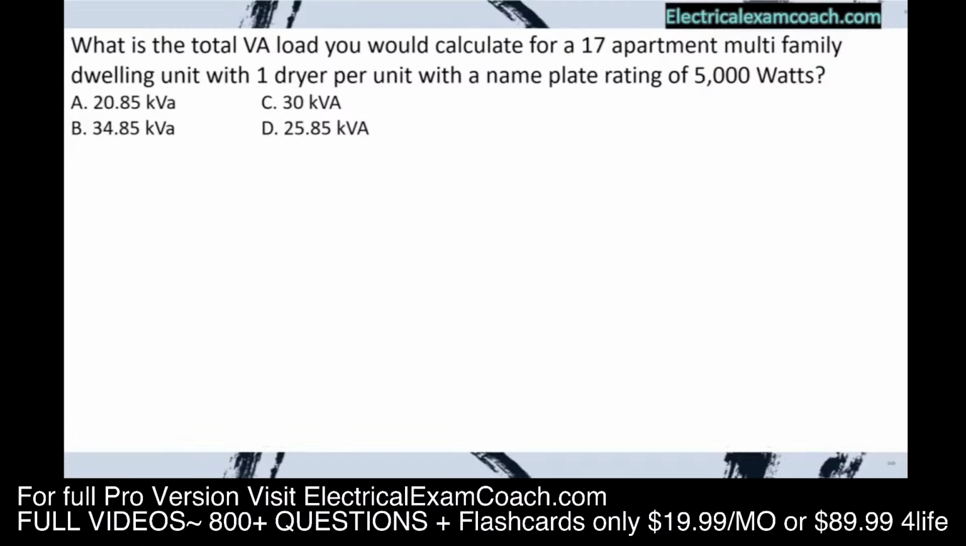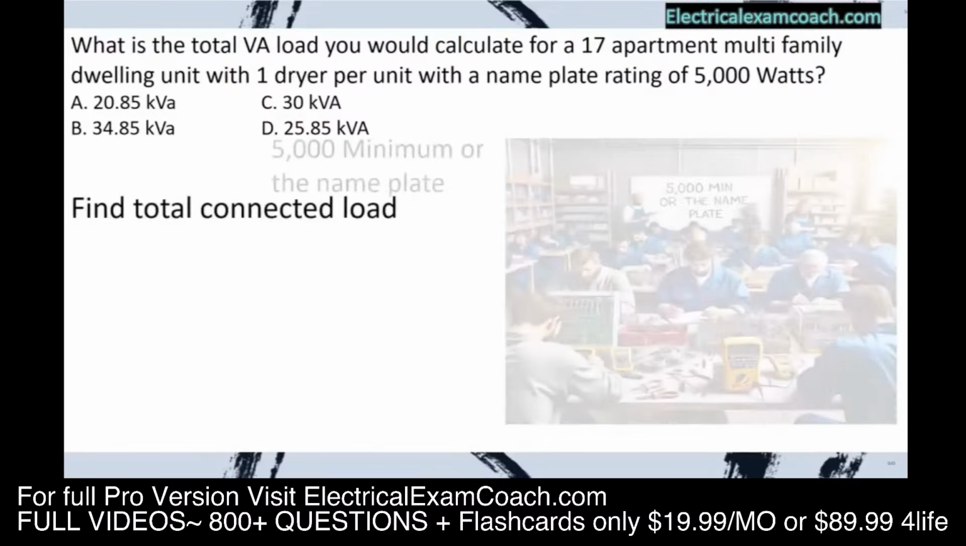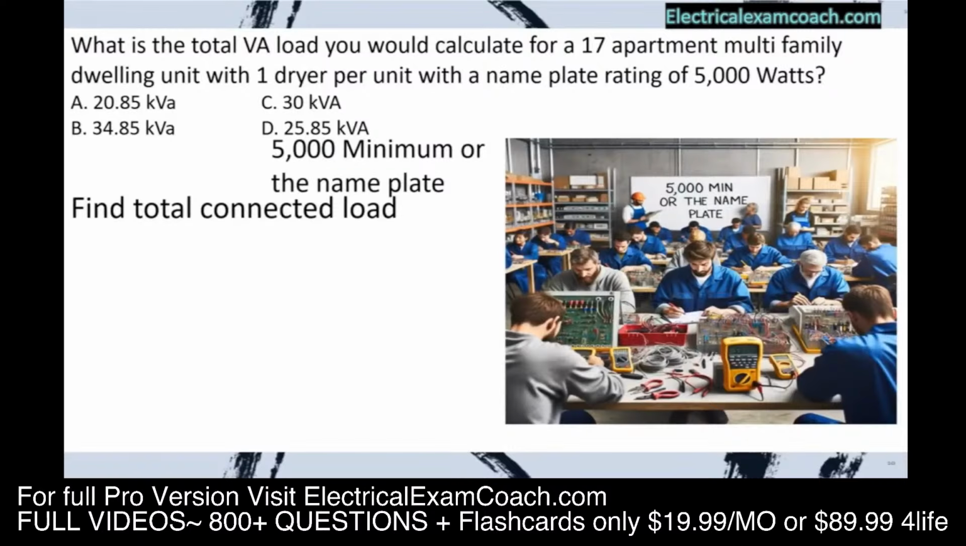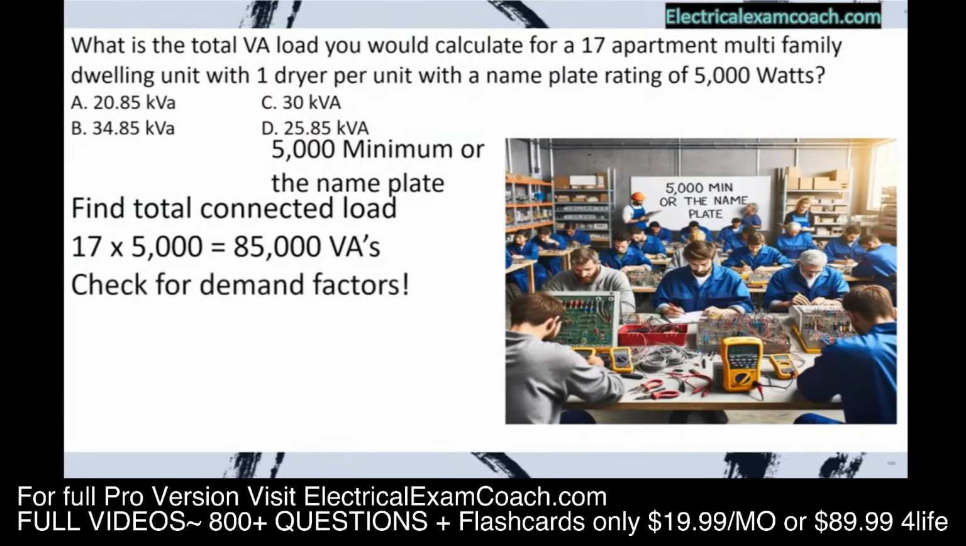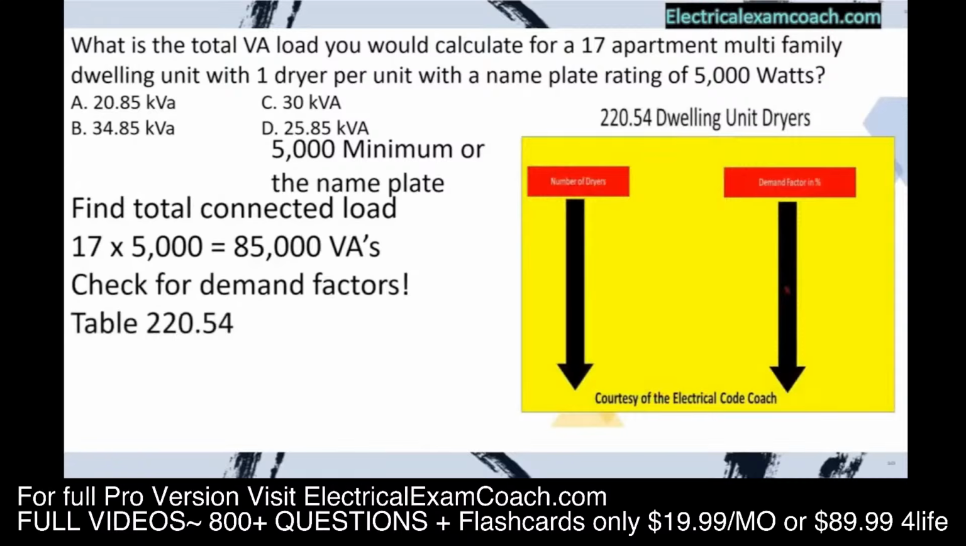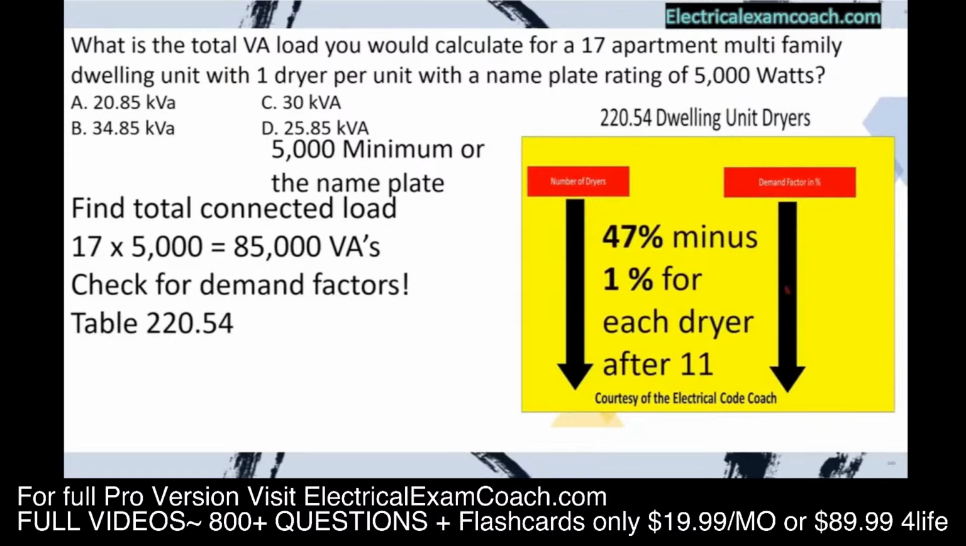What is the total VA load you would calculate for a 17 apartment multifamily dwelling unit with one dryer per unit and a nameplate rating of 5,000 watts? First, we're going to find our total connected load. We're going to use 5,000 minimum or the nameplate, whichever is larger. We take our 17 units, multiplied by 5,000 each, and that gives us 85,000 VAs. Now, let's check for demand factors. When we get to table 220.54, we're going to find that it's a 47% base minus 1% for each dryer past 11. So what we do is first have to figure out how many dryers we are past 11. We have 17 dryers minus the 11 base, and that lets us know that we're 6 past 11.